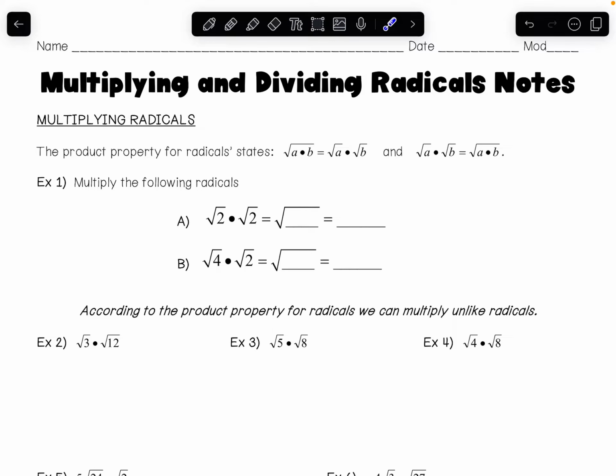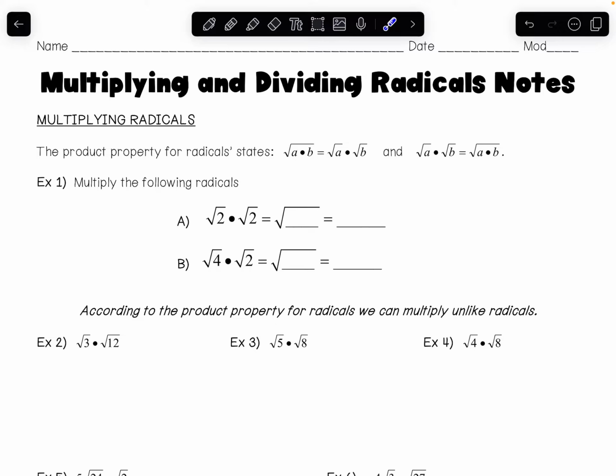In this video, we are going to be talking about how to multiply and divide radicals. We're going to begin by talking about multiplying radicals. So the product property for radicals states that if you have the square root of a times b, that will equal the square root of a times the square root of b. And the opposite is true. The square root of a times the square root of b will equal the square root of a times b.